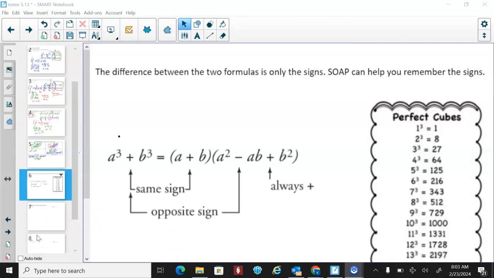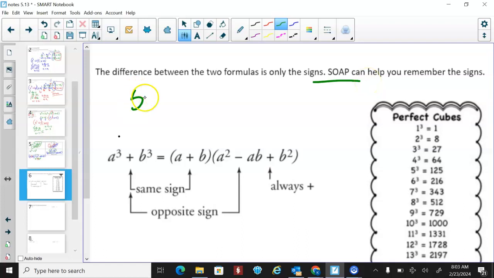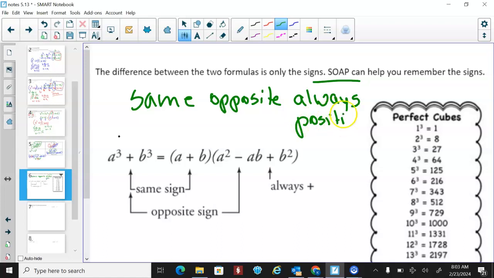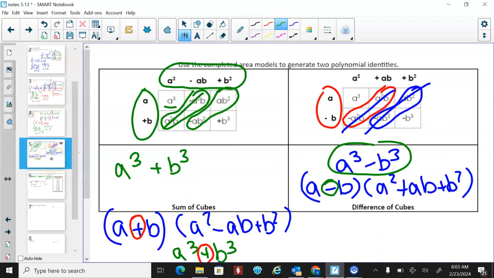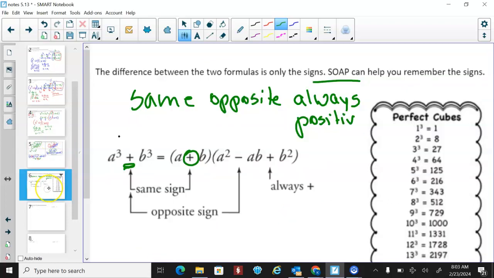Also, here's SOAP, which is same, opposite, always positive. What does that mean? That means when you have a plus here, you're going to have a plus here, just so we talked about it here, right? The same sign. Now, when the plus is in between them, here it's always going to be the opposite. So these two are always going to be the same, plus and plus. Here you're going to have a negative, and this will always be positive.